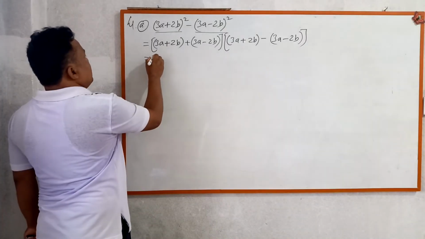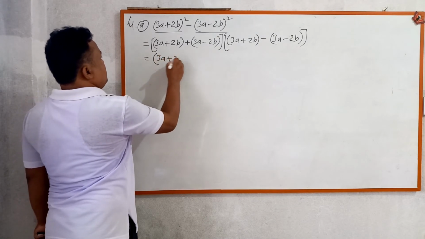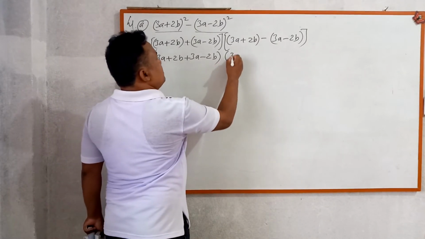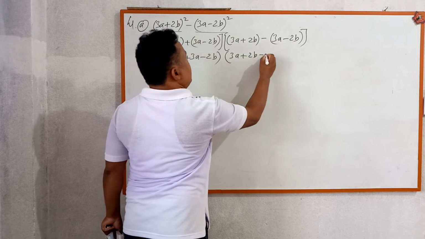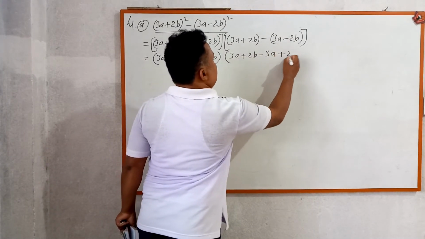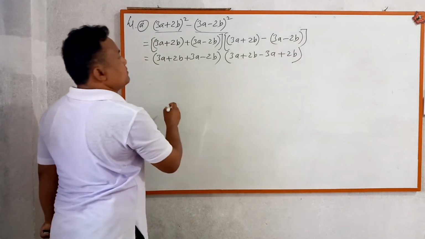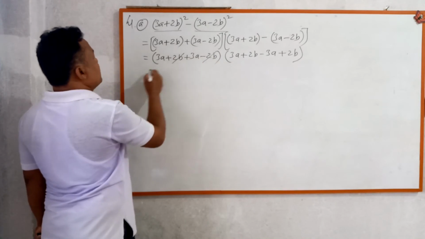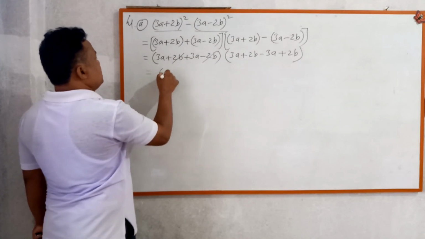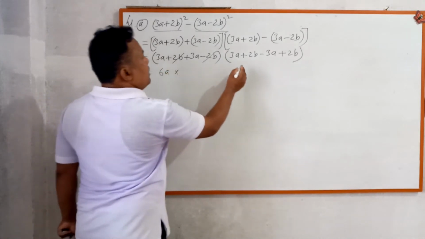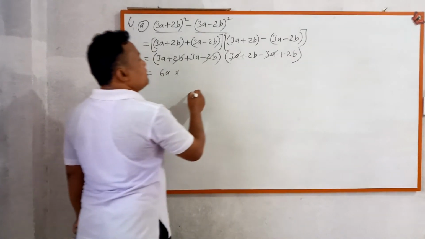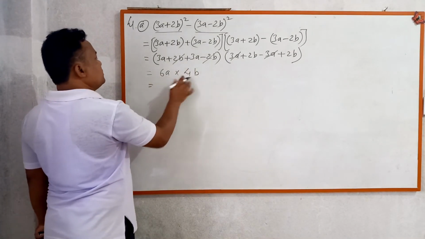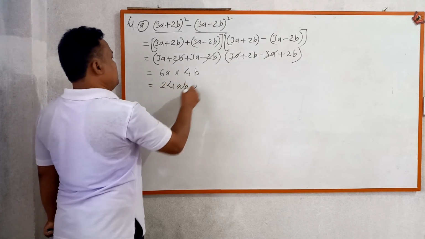Okay, now open the small bracket. 3a plus 2b plus 3a minus 2b, and here 3a plus 2b minus 3a, and minus minus plus 2b. So what will it be? Minus 2b plus 2b cancel. 3a plus 3a, 6a, into minus 3a plus 3a cancel, 2b plus 2b, 4b. 6 times 4, 24ab is the answer.